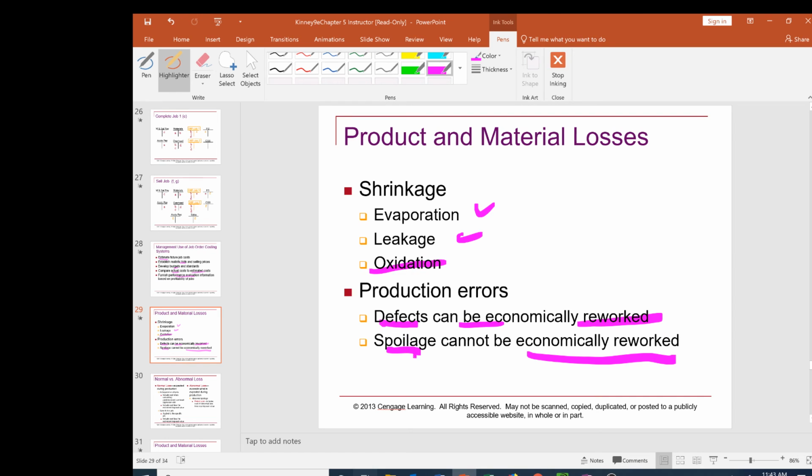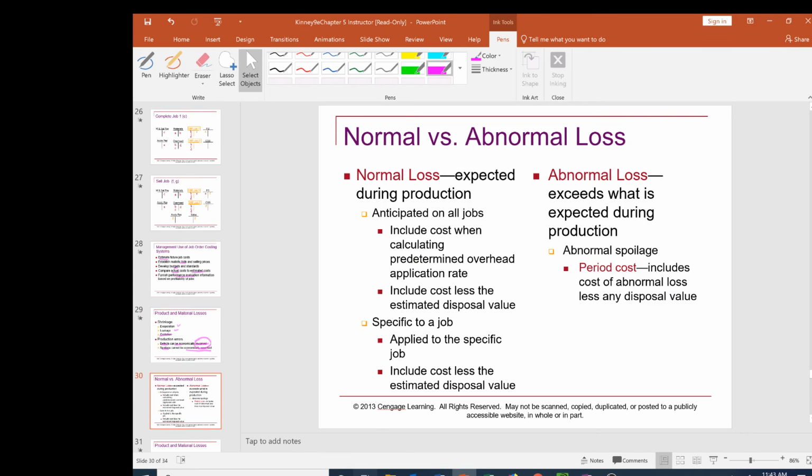Now, where do you think this spoilage would go? Factory overhead. Where do you think this new materials, labor, and overhead would go? Every bit of it. Factory overhead. Normal loss. Expected.